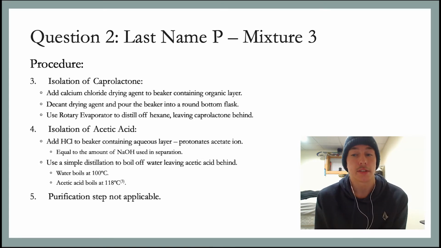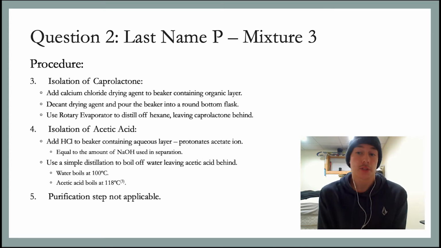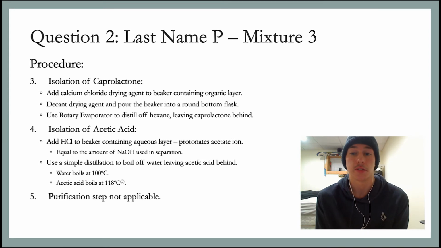Next, to isolate the acetic acid requires a little more work, as acetic acid and water are very miscible and difficult to separate. The best way to separate acetic acid and water would be through an azeotropic distillation. Unfortunately, this equipment is unavailable in the organic laboratory. So we'll start by adding hydrochloric acid to the collected aqueous layer. This will cause the acetate ion to protonate, or regain its hydrogen, and turn back into acetic acid, using an equal amount of hydrochloric acid as NaOH used earlier in the liquid-liquid separation.